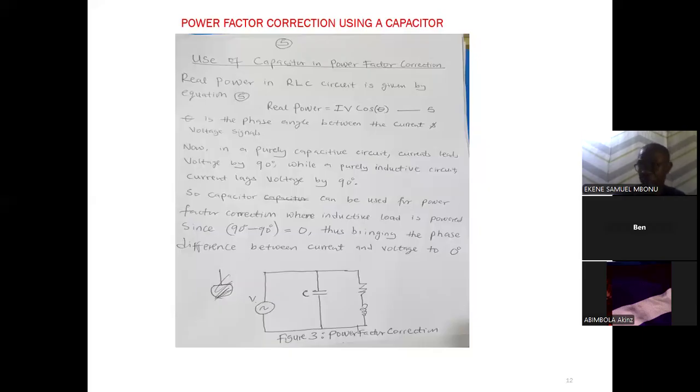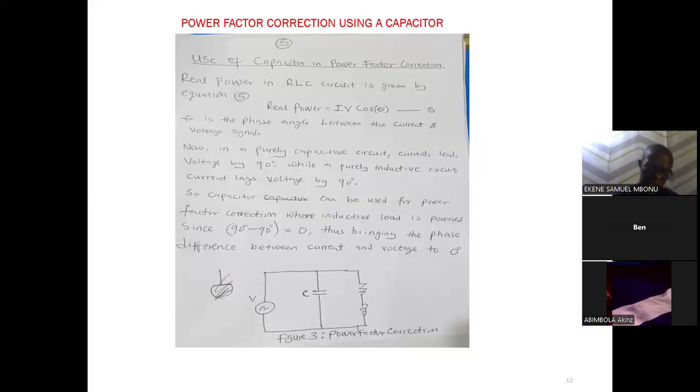If the power factor correction of our generator is not towards 1, it means that generator will not be doing useful work even though it's on. So capacitor can be used for power factor correction where inductive load is powered, since 90 degrees minus 90 degrees is equal to 0. They will just cancel themselves out if the capacitor and the inductor are connected in parallel, bringing the phase difference between current and voltage to 0.